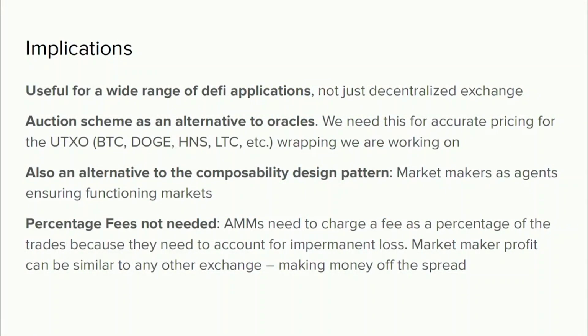Yeah. So we are doing a high-level explanation. Like we said, there are some changes with regards to how the radix tree is, technically it's the 2 children that are green, but it is what it is. In terms of implications, we think it's useful for a wide range of DeFi applications, not just decentralized exchange. We can use it as an auction scheme as well.